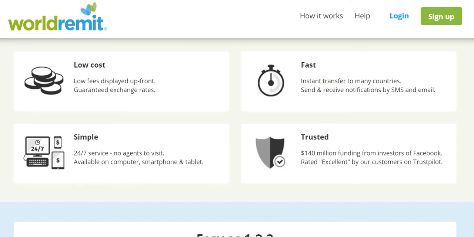Yes, WorldRemit is very, very simple. Unlike Western Union, you don't need to visit any agent. It's 24 by 7, anytime, anywhere. Just get onto a computer, smartphone, or tablet and go through with the transfer process.